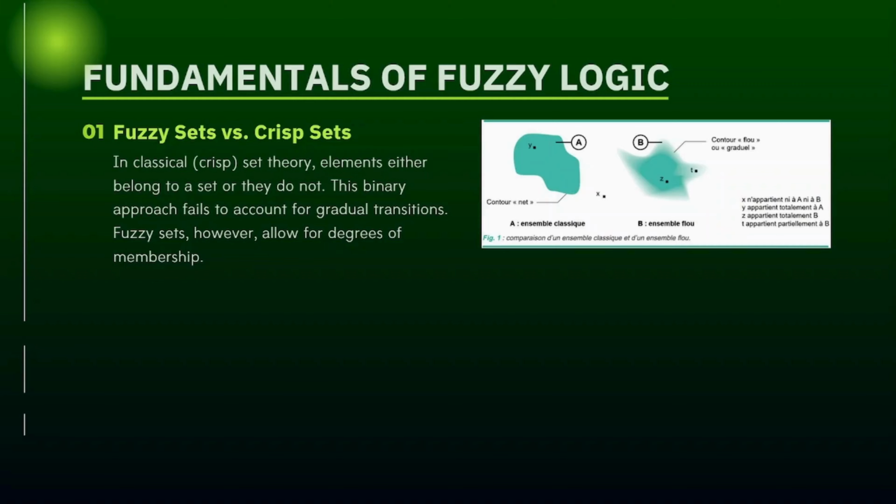To better understand the fuzzy set, we're gonna compare it to a crisp set, which we already know and are used to. In classical crisp set, elements either belong to a set or they don't. This binary approach, either 1 or 0, fails to account for gradual transition. Fuzzy sets, however, allow for degrees of membership.